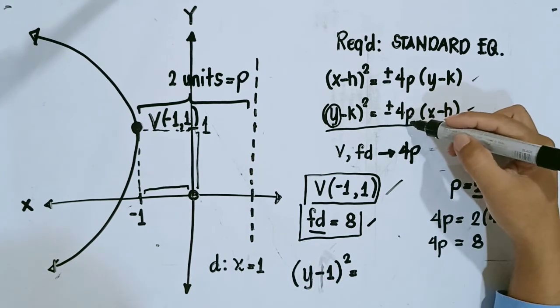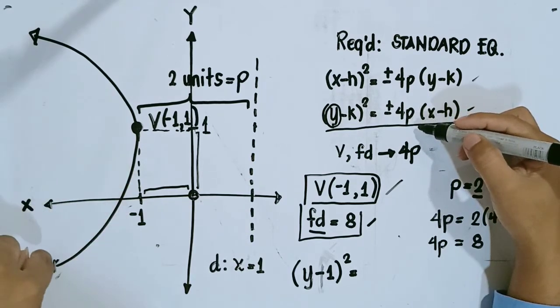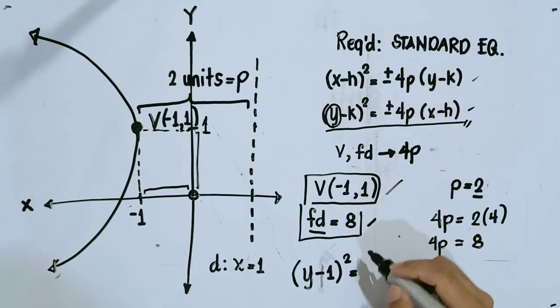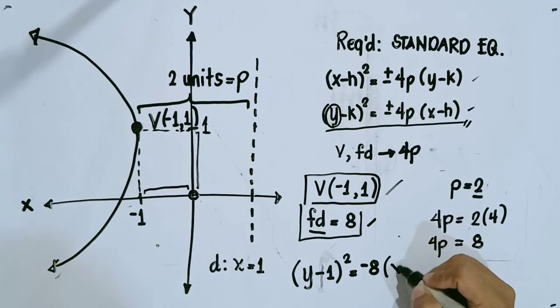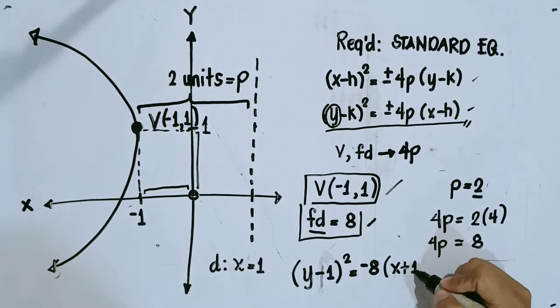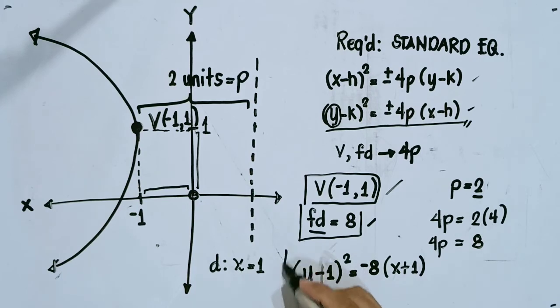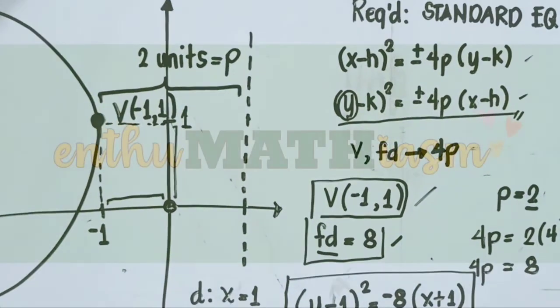Now, our 4p, is it positive or negative? Because our graph opens to the left, therefore, our 4p will become negative. So, positive 8 will become negative 8. Again, because our parabola opens to the left. And x minus our h is negative 1, therefore it will become x plus 1. So, our final answer is y minus 1 squared is equal to negative 8 quantity of x plus 1.